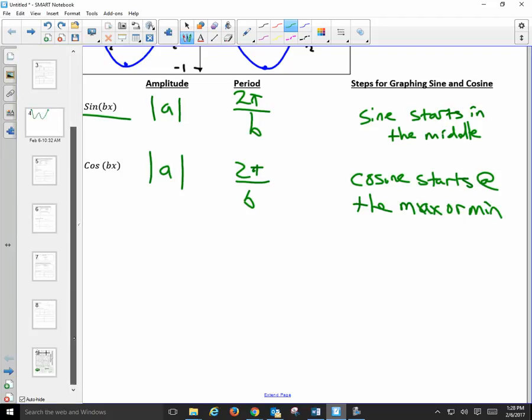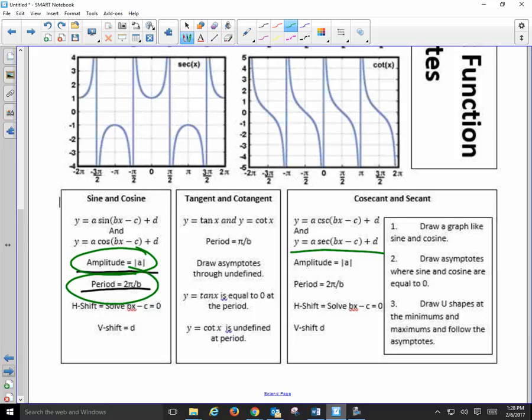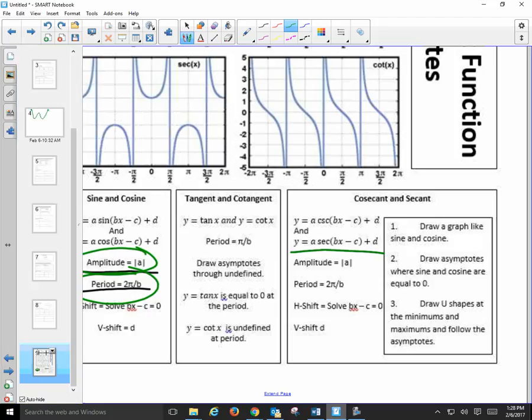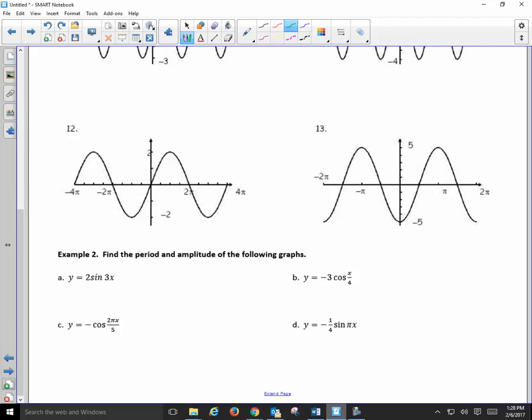Please flip to the very back page. This is the sheet of notes that you'll get for the test. Most of you won't need to use it at all. This is the organizer I give to you. If you want to draw your axes in there, you sure can for the x and y axis. And you can see that these pieces are given to you, the amplitude absolute value of A, period 2 pi over B. So make sure you know those. All right, we're going to skip this piece. We're going to move to the bottom, and then we're going to do these graphs.